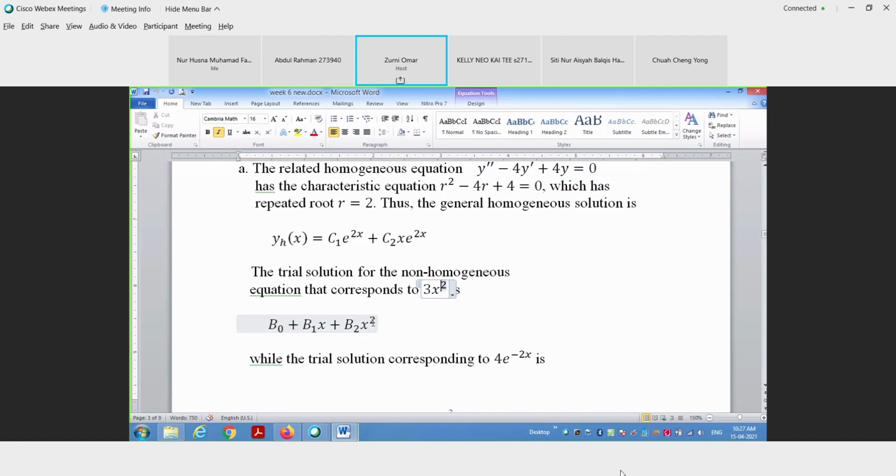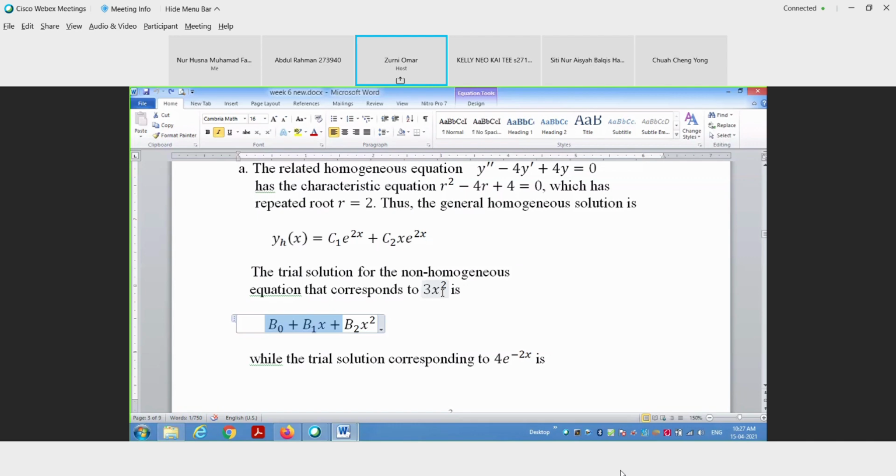We cannot simply stop here; we have to go on until we get to the constant term. We cannot simply put it like this, we have to go on until we have the constant. This corresponds to 3x squared.